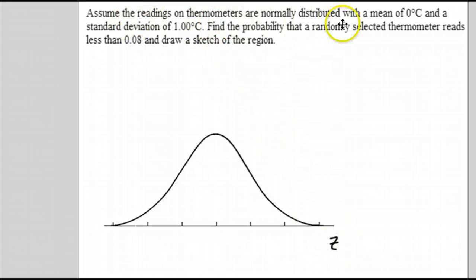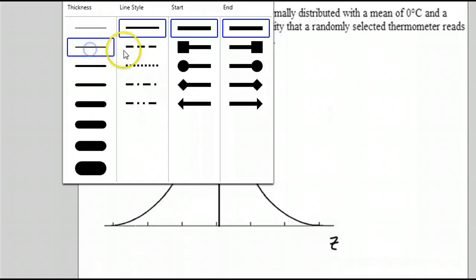Okay, now find the probability a randomly selected thermometer reads less than 0.08, and draw a sketch of the region. So 0.08, that's 0, that's 1. 0.08 is going to be virtually 0, way close to it. So I'm going to just put it right there roughly. Now what am I shading? Less than. So the direction that I would shade is going to be back in this direction.